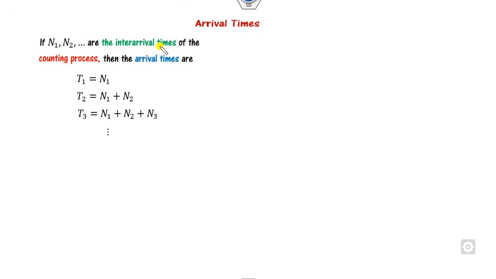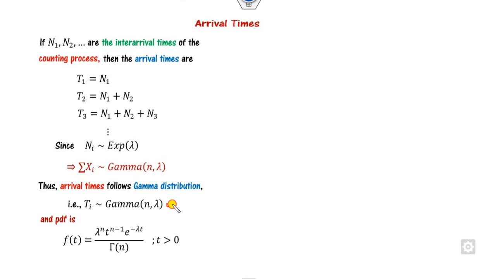Then the arrival time is the cumulative sum of this. That is, the arrival time is the first arrival occurring at n1, second is here and so on. We all know n_i follows the exponential distribution. Then the sum of exponentially distributed variables will follow the gamma distribution. We all know that. So that means T_i, or you can say T_n, will follow the gamma distribution. So once it's a gamma distribution, the PDF is here.